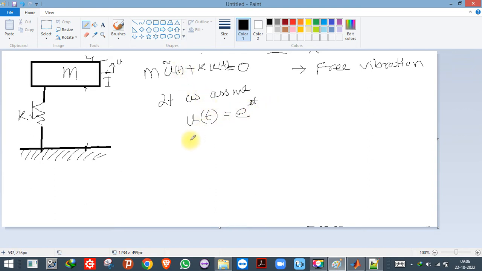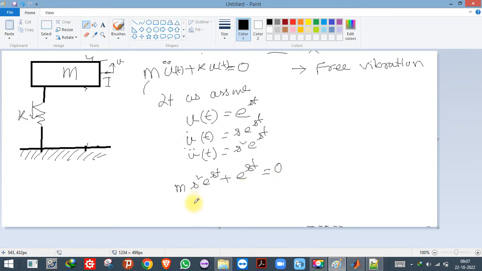Now put this value, so u dot t will be s e to the power st, and u double dot t will be s square e to the power st. You will get this solution in any structural dynamics book, I am just performing it now. If I put these values back into this equation, what is happening? m s square e to the power st plus k e to the power st, equal to 0.